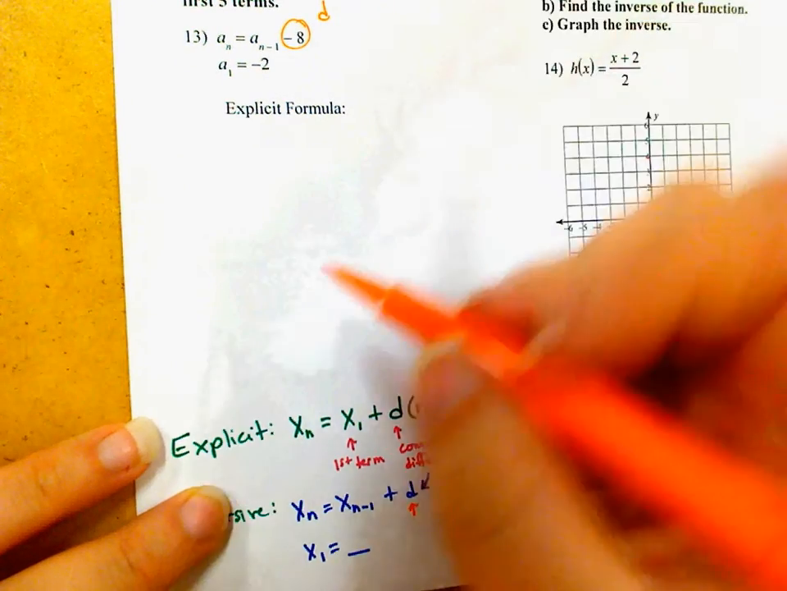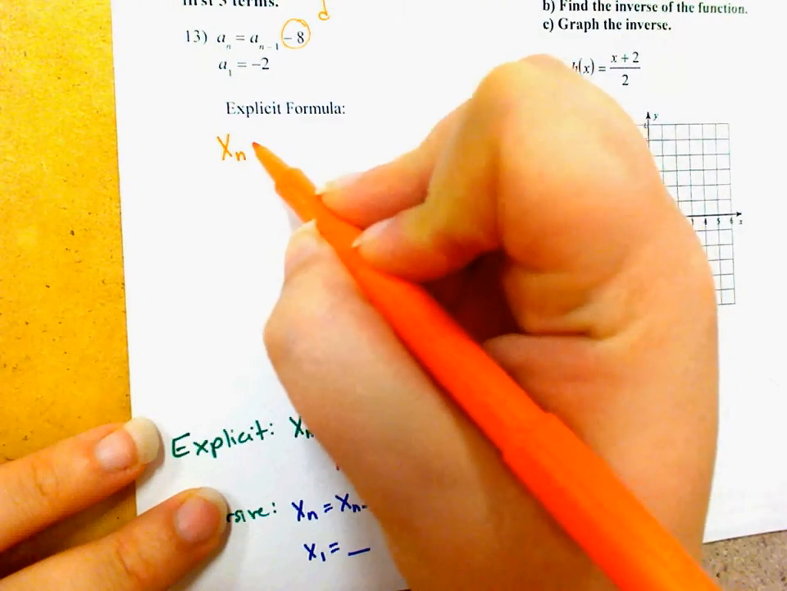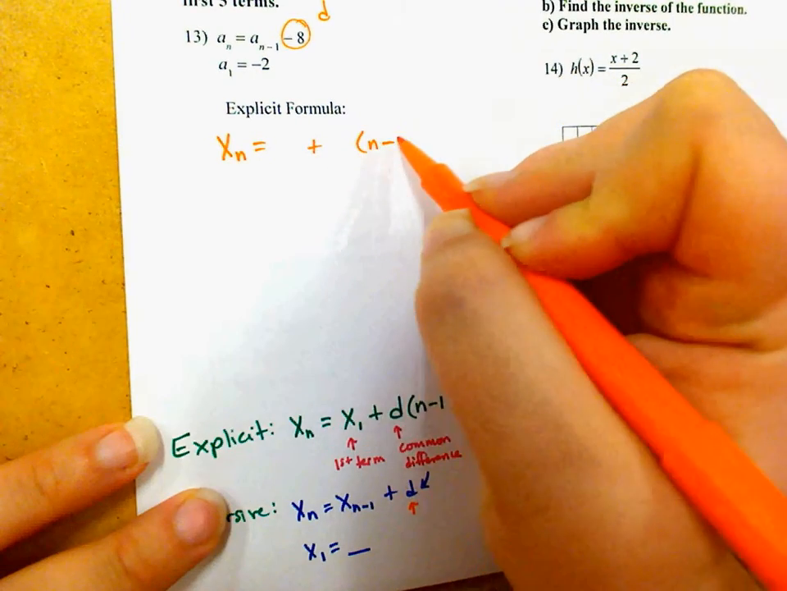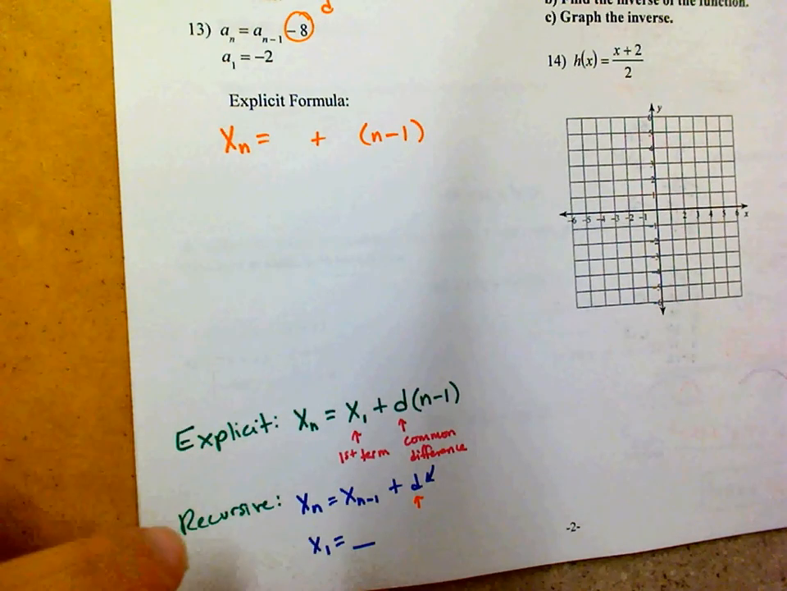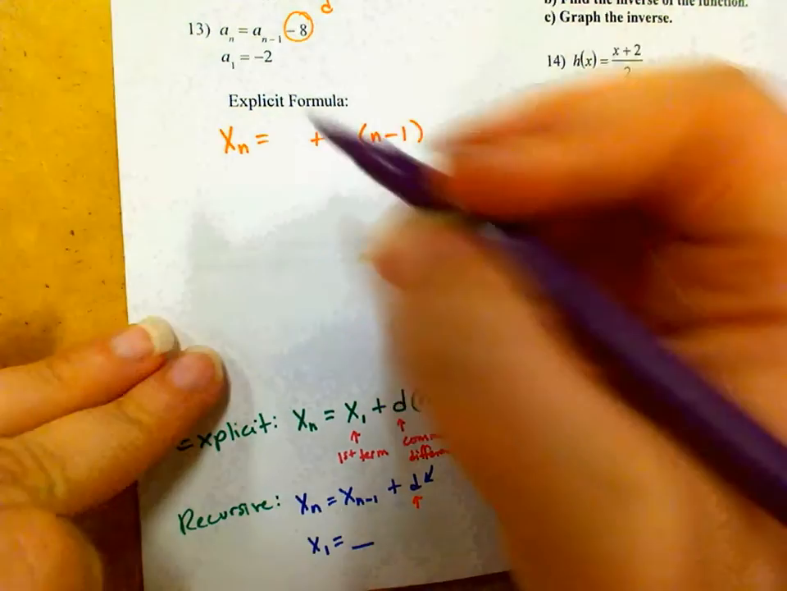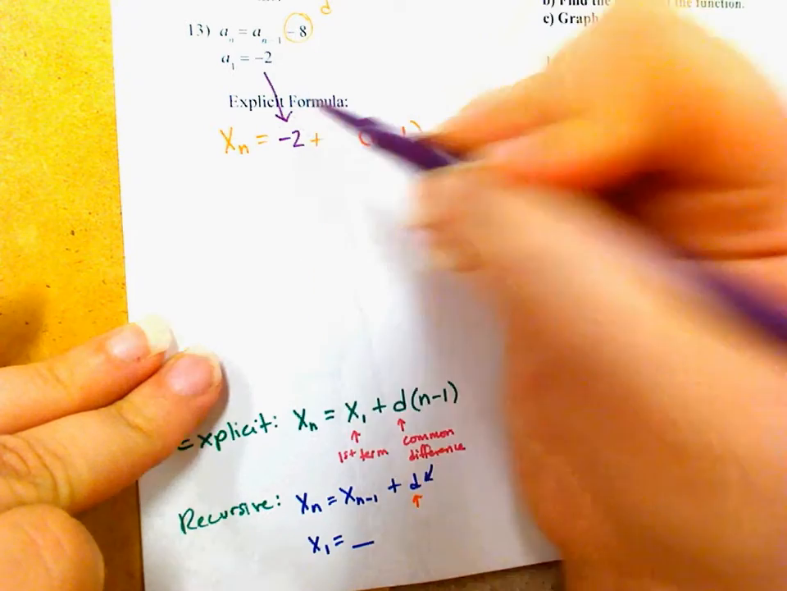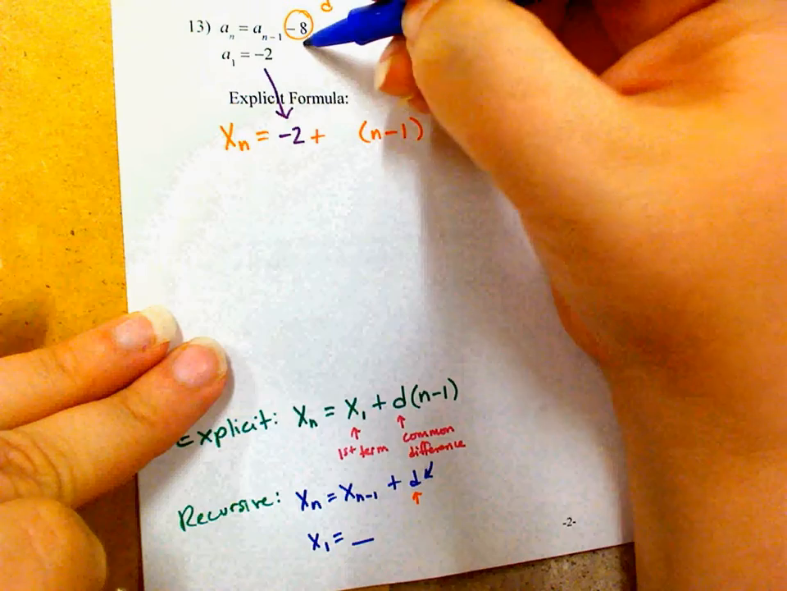Let's go ahead and write out, well, actually I already know. X sub n equals what goes in the first spot? Good, the first term, negative 2. What goes in front of the parentheses? The common difference, negative 8. Do I care that there's a plus minus right there? I do not.